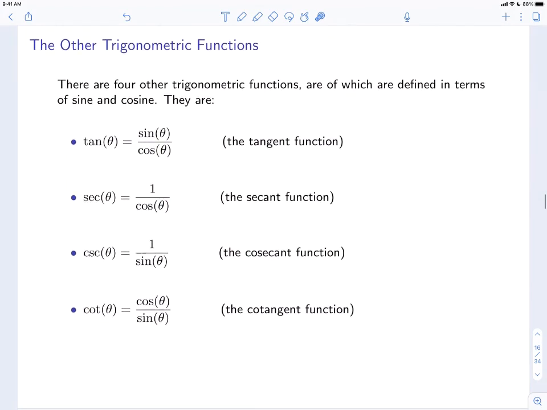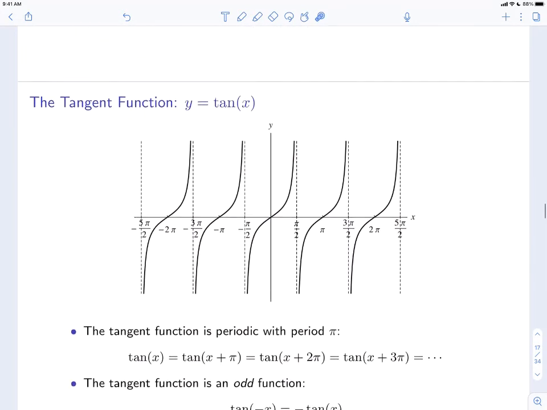There are 4 other trigonometric functions, and they're all defined in terms of sine and cosine, or at least they can be defined in terms of sine and cosine. So we have tangent of theta is sine divided by cosine, secant of theta is 1 over cosine of theta, cosecant of theta is 1 over sine of theta, and cotangent of theta is cosine of theta divided by sine of theta. Let's look at their graphs.